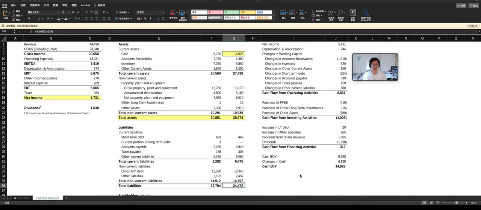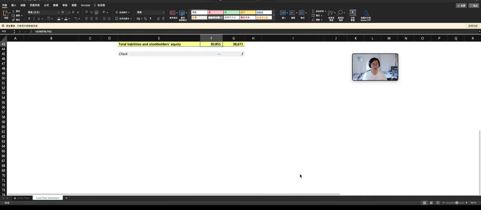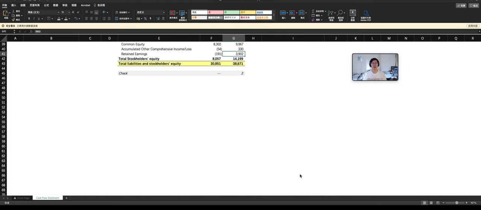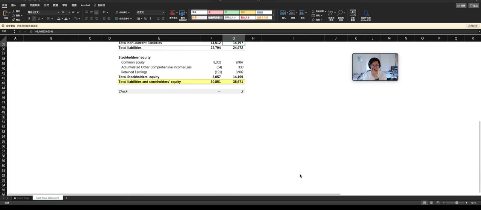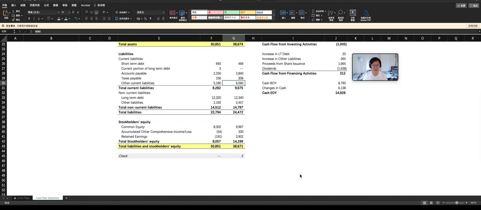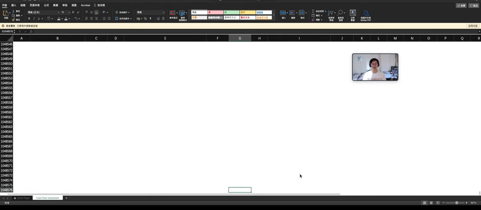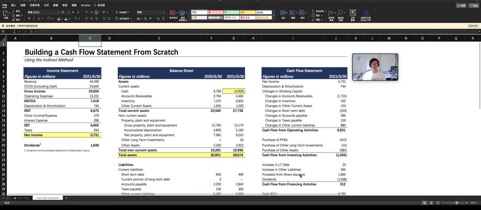So here we go, and let's go back upwards to see. Okay, it doesn't balance; it's only off by three. Let me figure it out. That means the assets are three more than the total liabilities and shareholders' equity. So what's the issue? Does anyone know what happened with the problem? Oh, I got it.